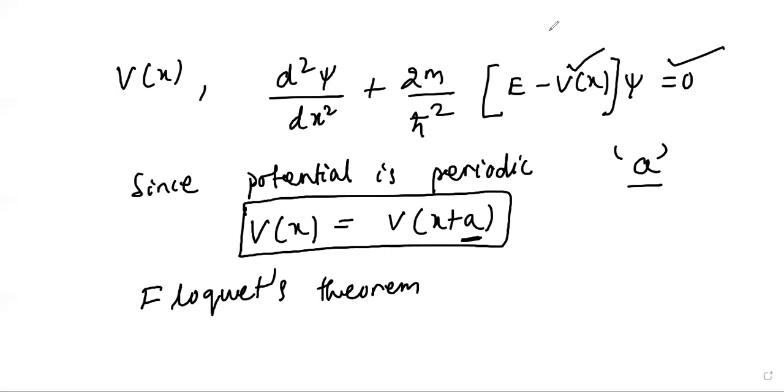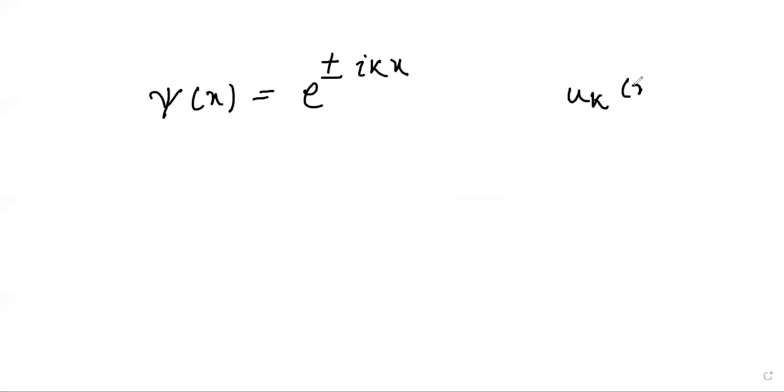According to the Bloch theorem, the solutions to this equation are plane waves, and we can define the type of plane wave as psi of x equals e to the power plus or minus i kx, modulated by a function u_k(x) having the same periodicity as that of the lattice. That means u_k will be repeated after a period of the lattice constant.